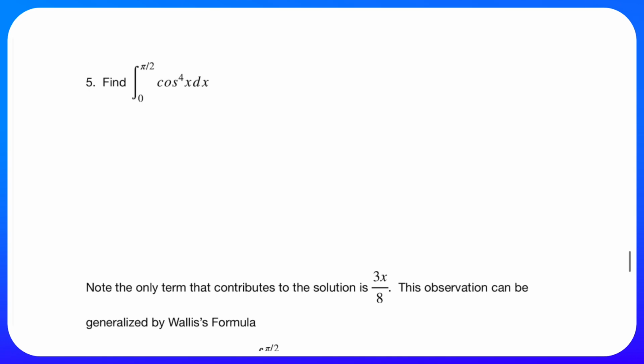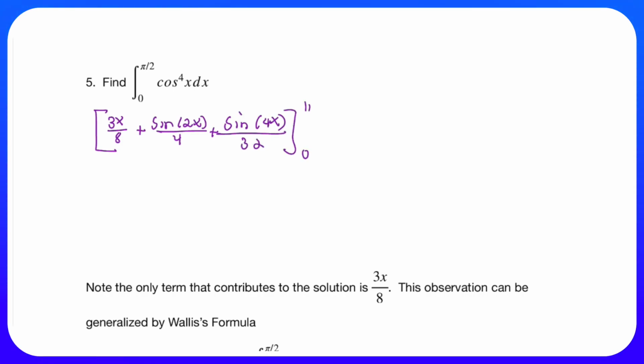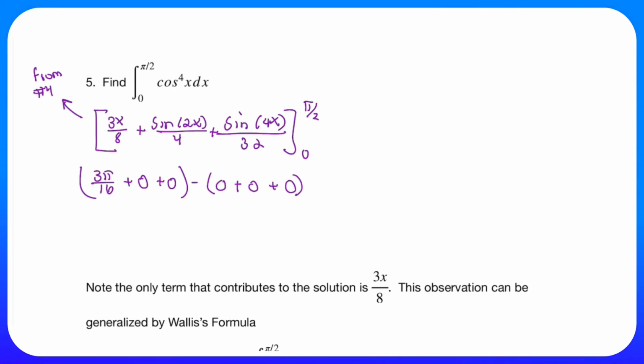For number 5, notice this is the same problem as we just did in problem number 4, except now it's a definite integral. So I'm just going to copy down my answer from the last problem, which was 3/8 x plus sine of 2x divided by 4 plus sine of 4x divided by 32. And I'm going to evaluate this from 0 to pi over 2. Start by plugging in pi over 2: I end up with 3 pi over 16 plus 0 plus 0, minus what plugging in 0 gives us, which is 0. So my answer is just 3 pi over 16.